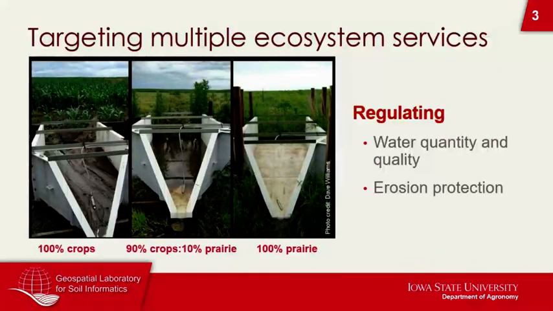Some of those target ecosystem services include regulating services. Those would be improving water quality and quantity. They also aim at providing some protection from erosion.